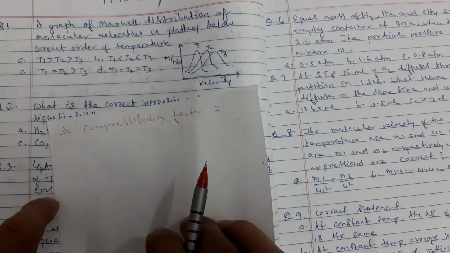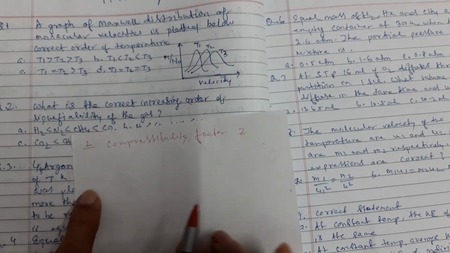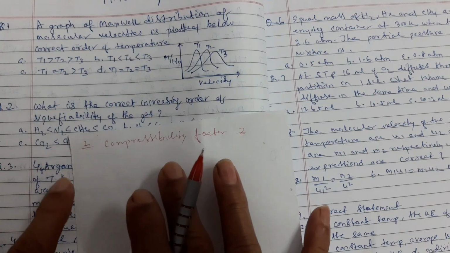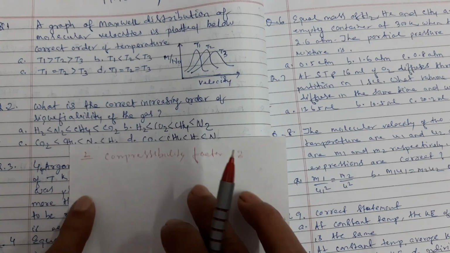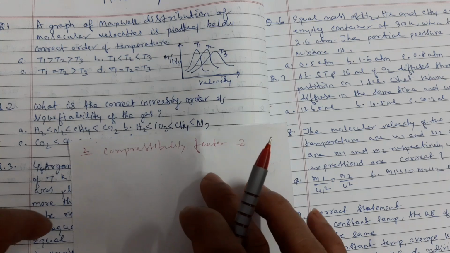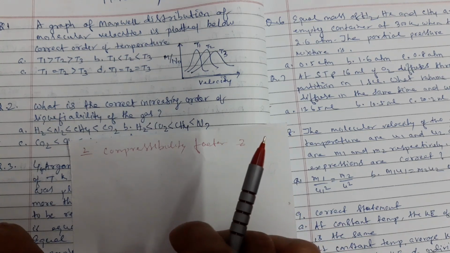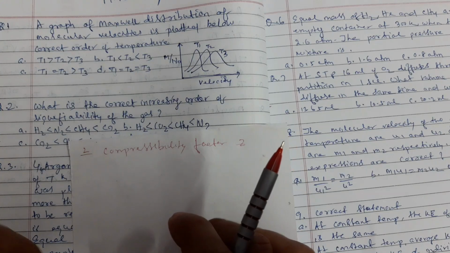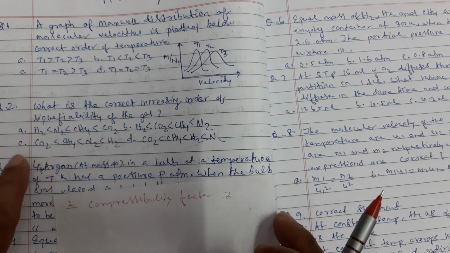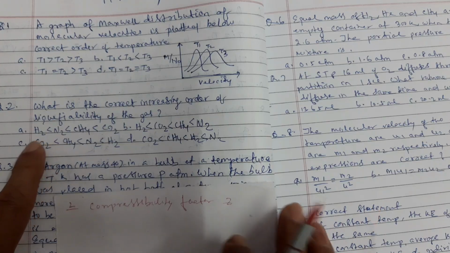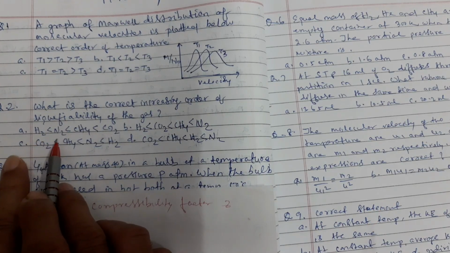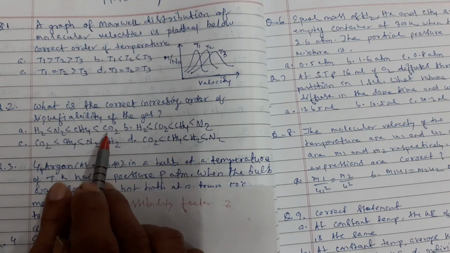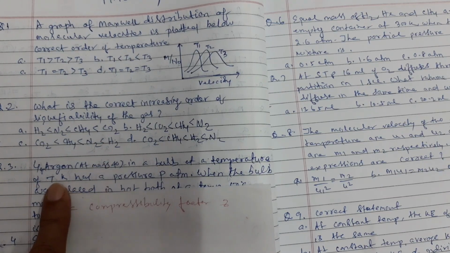Higher compressibility factor means the gas needs more pressure to be liquefied, so it is difficult to liquefy. But the gas which needs less pressure, if it is liquefied by applying less pressure, is easily liquefied. So out of the choices, A is the correct answer: H2 is less than nitrogen, is less than methane, is less than carbon dioxide. That means carbon dioxide is easily liquefiable.